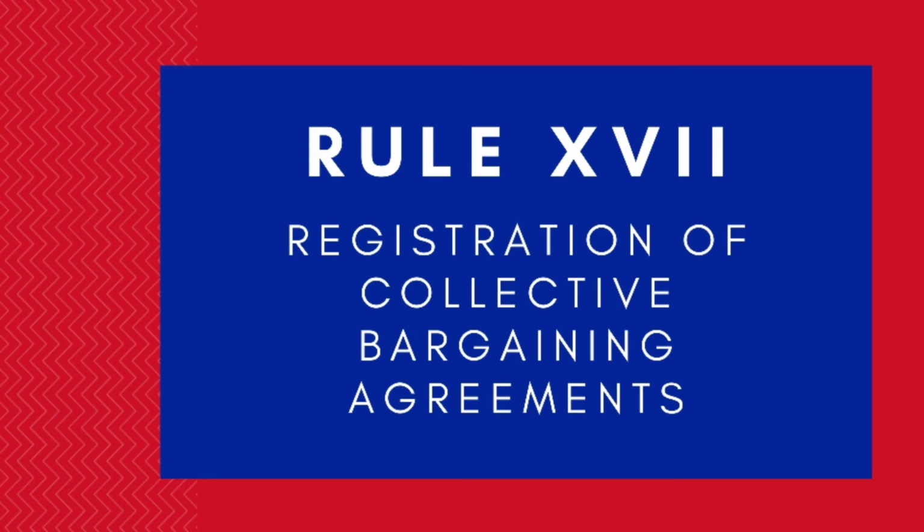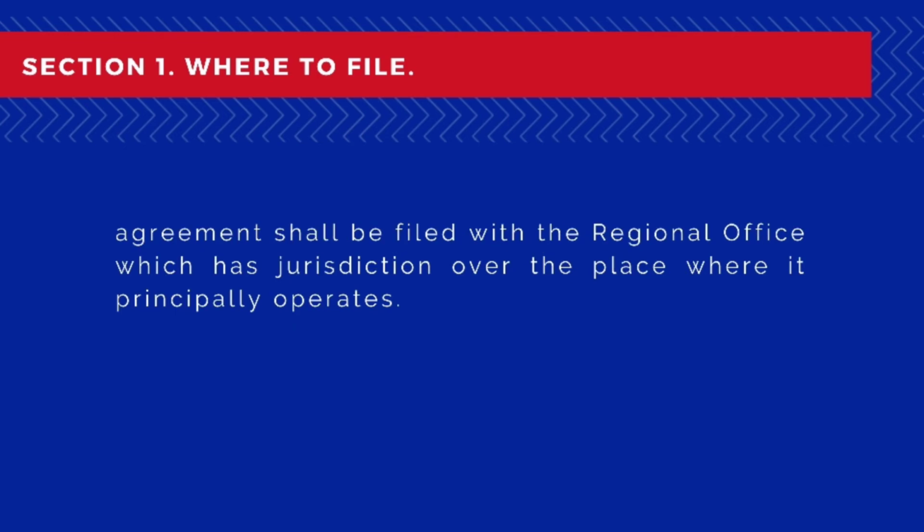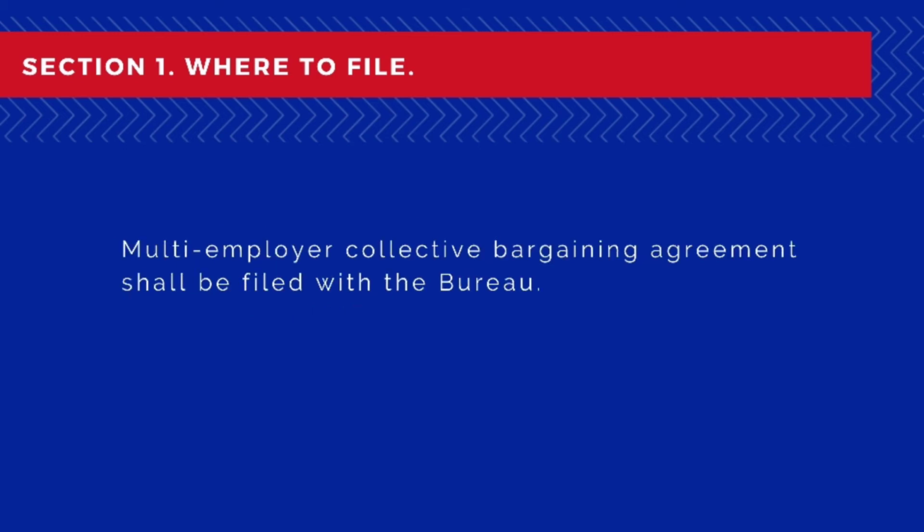Rule 17. Registration of collective bargaining agreements. Section 1. Where to file. Within 30 days from execution of a collective bargaining agreement, the parties thereto shall submit 2 duly signed copies of the agreement to the regional office which issued the certificate of registration, or certificate of creation of chartered local of the labor union, party to the agreement. Where the certificate of creation of the concerned chartered local was issued by the Bureau, the agreement shall be filed with the regional office which has jurisdiction over the place where it principally operates. Multi-employer collective bargaining agreement shall be filed with the Bureau.